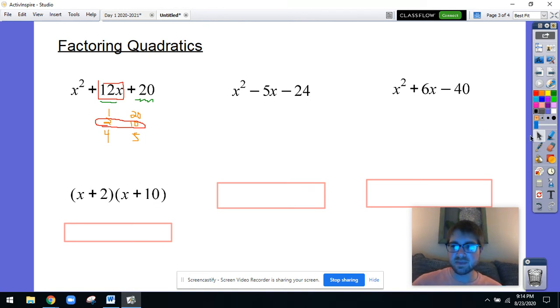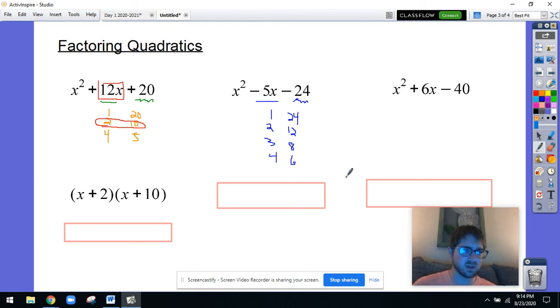Okay. The second one, I'm looking for numbers that multiply to make negative 24, but add or subtract to make negative 5. Okay. So what makes 24? There's 1 and 24, or 2 and 12. 24 has a lot of factors. 3 and 8, or 4 and 6. Now, if you want to think about this for a second, which of those pair of numbers could add or subtract to make negative 5?